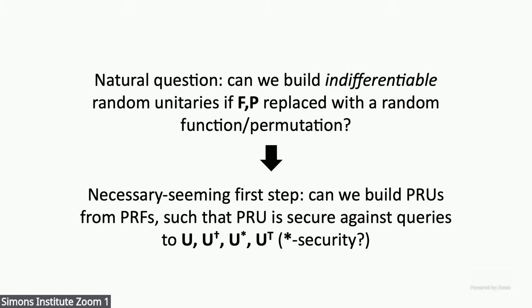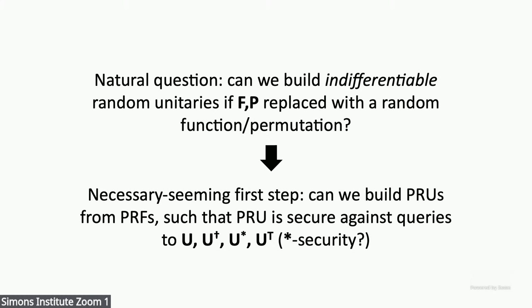And the key takeaway, though, is that if you wanted any hope of building a random unitary that was indifferentiable from random functions, you need to enable query access to all these things. Conjugates, transposes, inverse. I don't know what to call this. Star security or something. For just modeling query access to these, we call it strong. This is weak. So maybe star for everything.